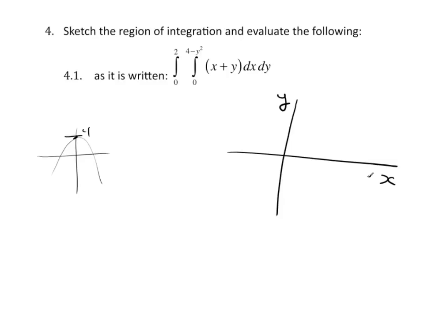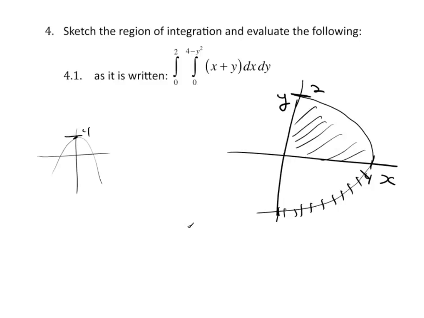Well, that's the exact same thing. This is going to be 4, and I get that parabola that does this. But y goes from 0 to 2. So I'm going to go from 0 to 2. So this part of it won't exist. This is the region that I'm actually going to be working with.